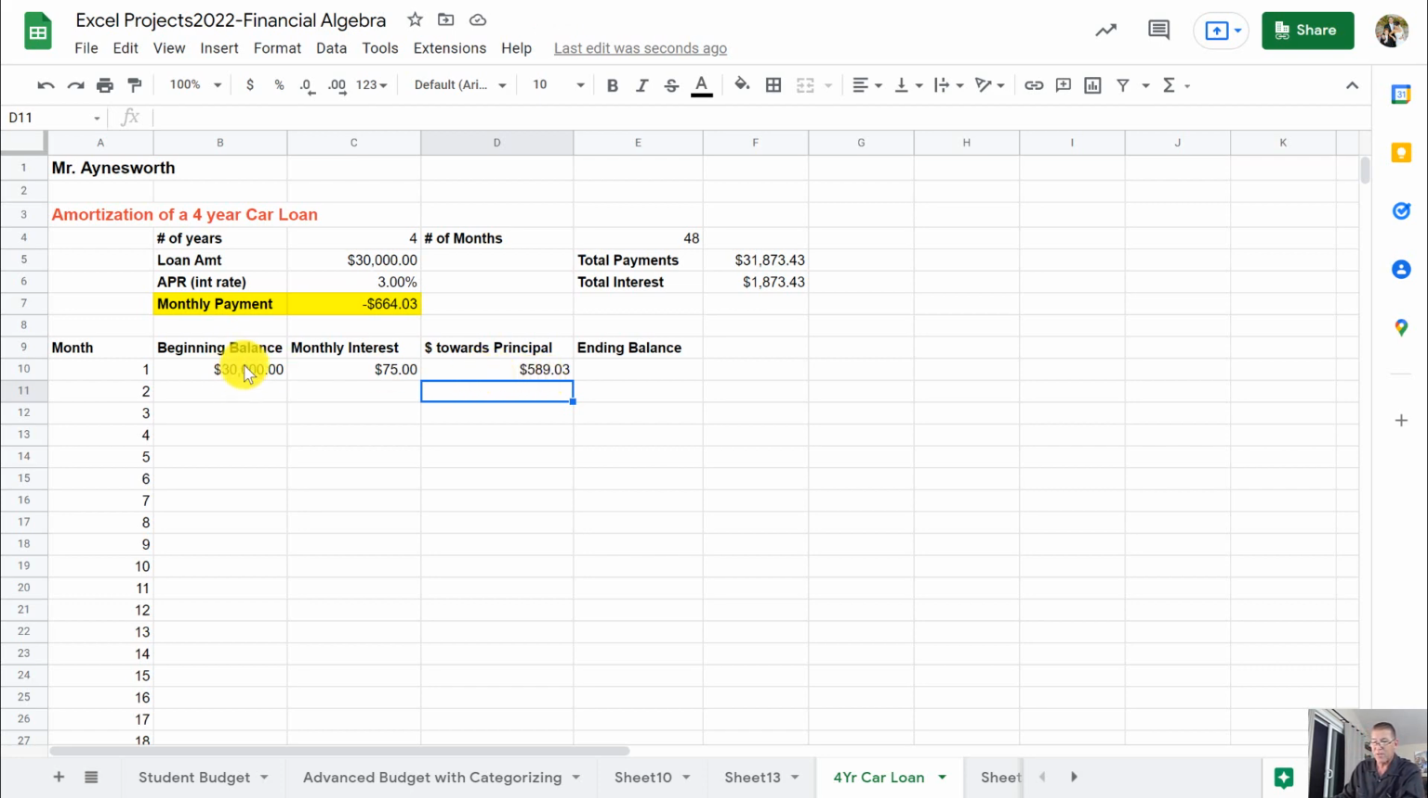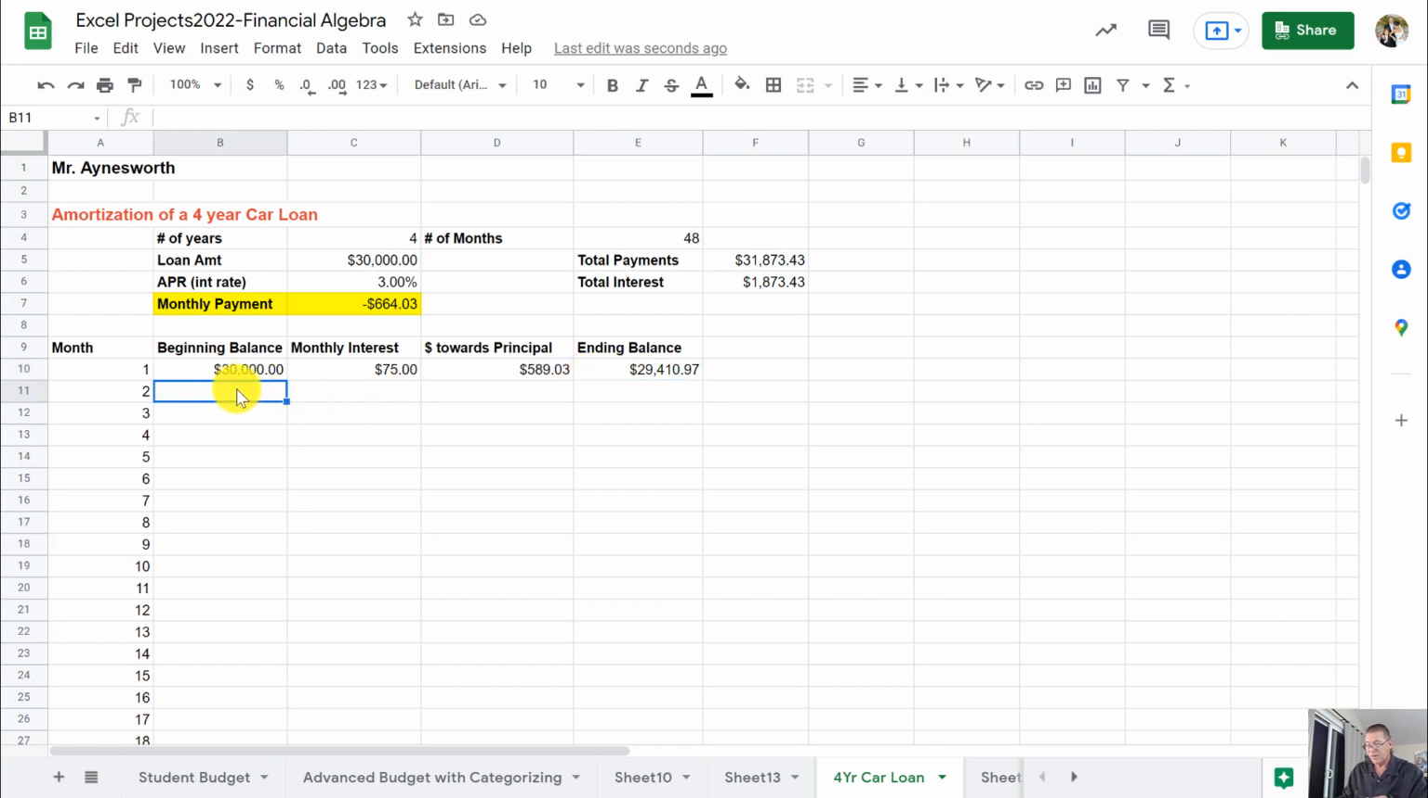So hit the enter button, and we calculate $589.03, which goes to pay off the loan. So it's going to reduce down from $30,000, and then subtract this, which will give us our ending balance. So let's calculate the ending balance. We're going to take the preceding balance, or the starting balance, which is 30,000, in B10, minus the money towards principal, which is 589.03. So B10 minus D10, and hit the enter button. Notice that your ending balance is less because you paid off roughly $589 of the loan. There we go, that's the ending balance of month 1.